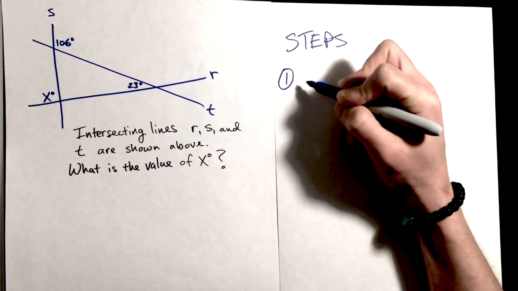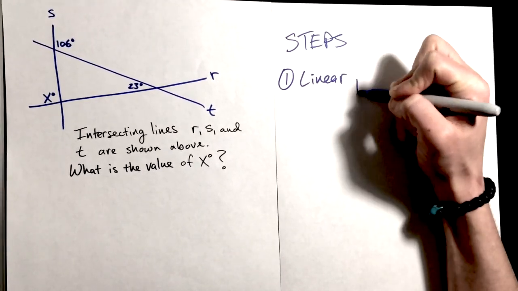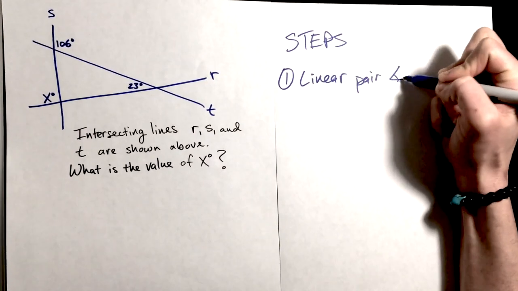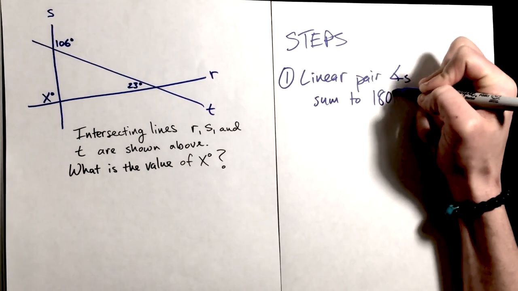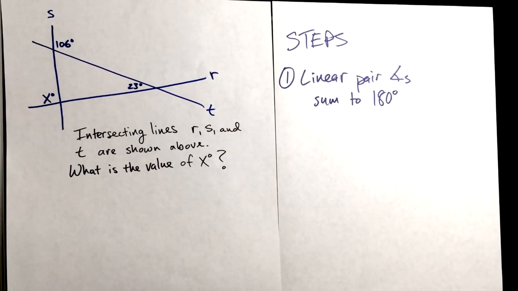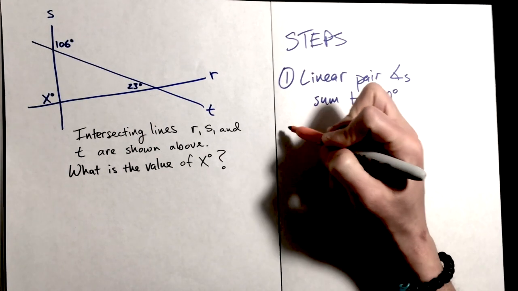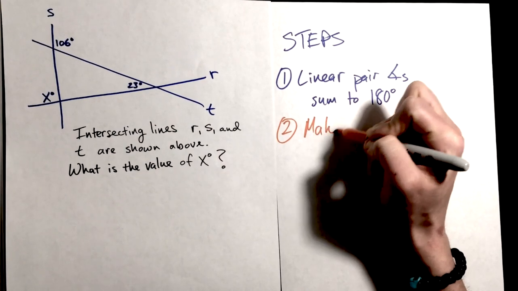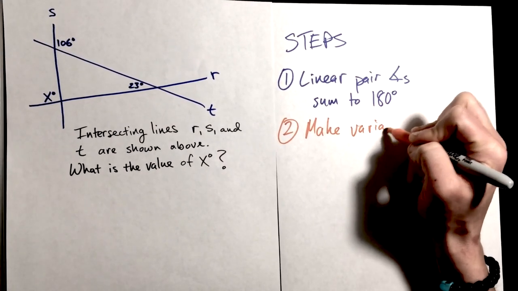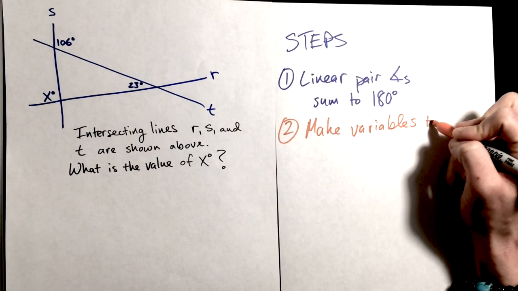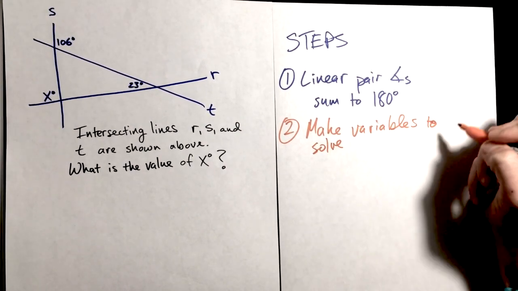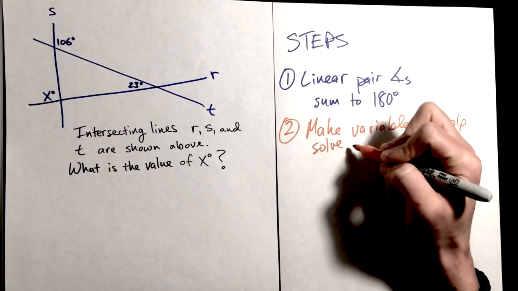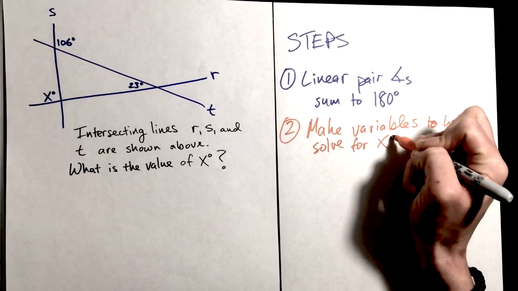The first thing we need to be aware of is our linear pair angles. We're going to need to know that these sum to 180 degrees. We're going to use that one right away. But something else that's maybe not as obvious to people is that we have to make variables to help solve for x. So what do I mean?